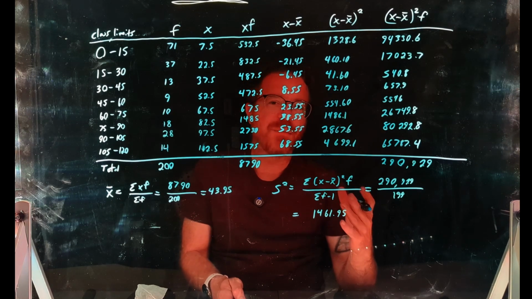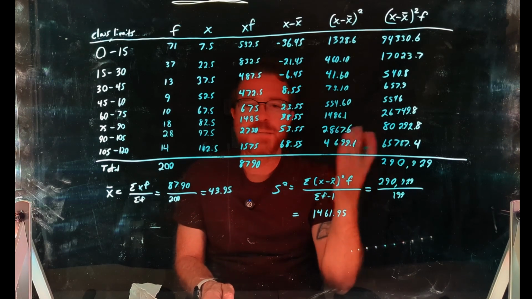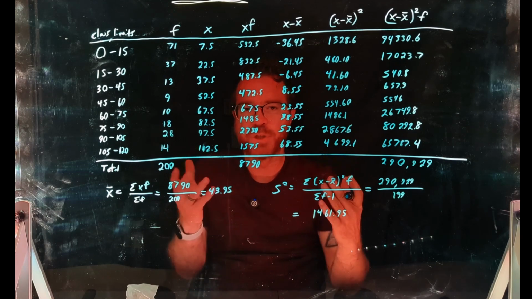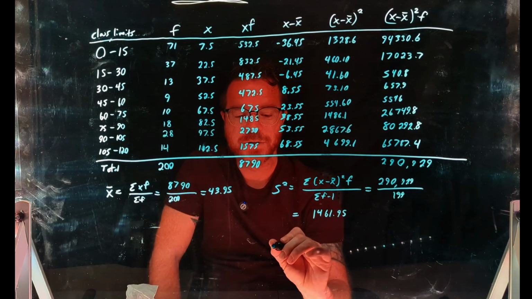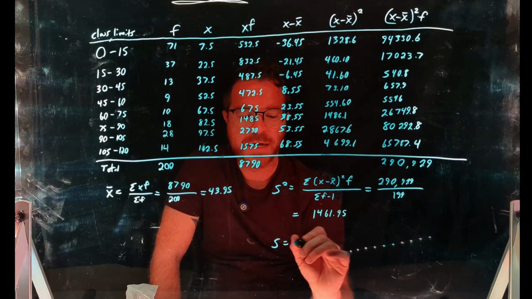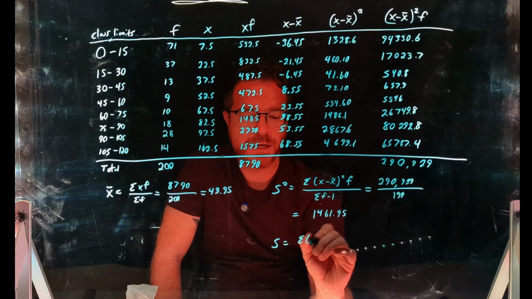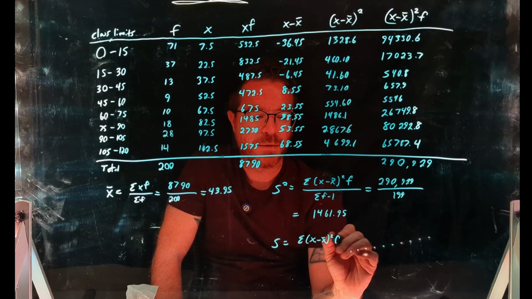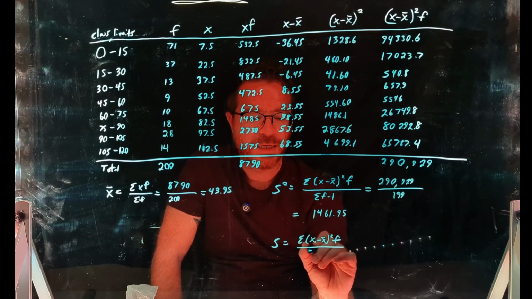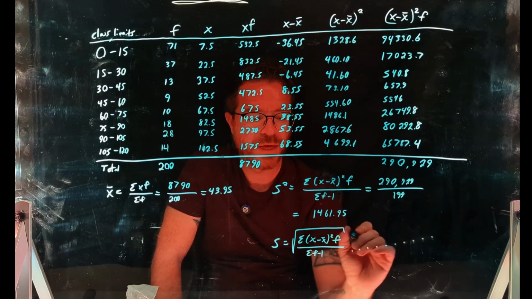Now, of course, last time we just took the square root of this, but if you wanted to do it from scratch, let's say you didn't want to calculate your variance first, you can actually find your standard deviation directly by, again, taking the sum of x minus x bar, squaring it, multiplying it by your frequency, taking the sum of your frequencies minus 1, and then taking the square root of the whole thing.